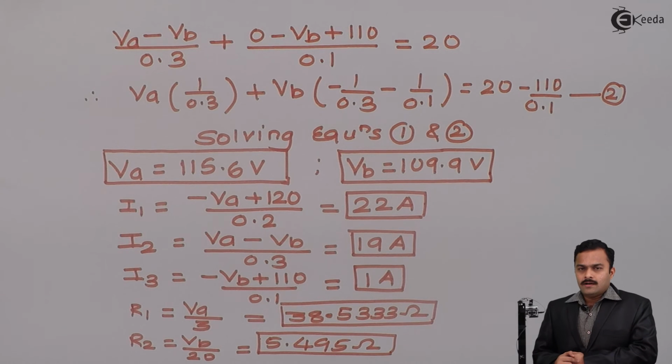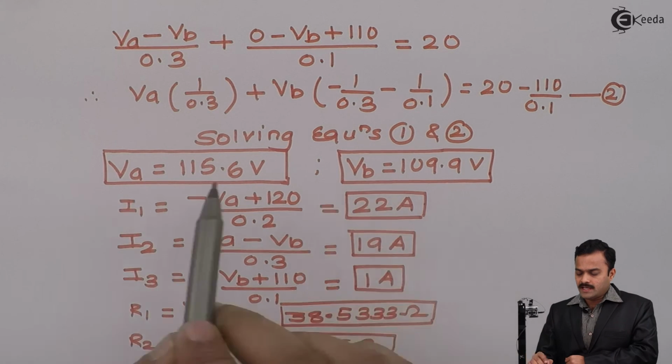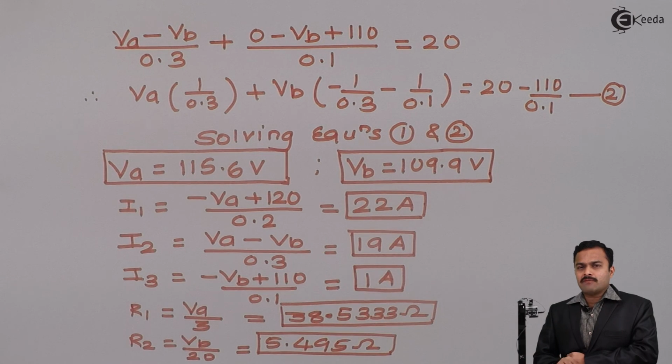So here we have taken a problem where so many unknowns were given, but still a powerful technique called nodal analysis will simplify the circuit and you will get all answers which are linked to these two values VA and VB. In subsequent videos we will solve more numericals based on nodal analysis.